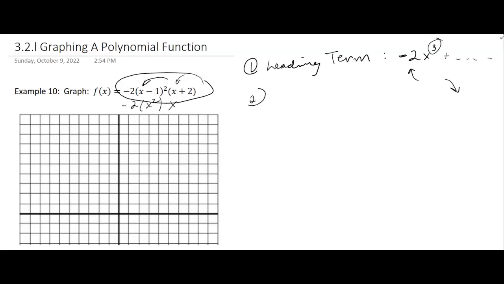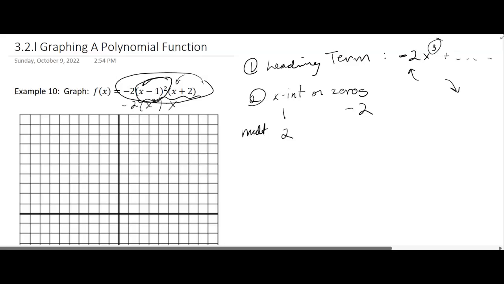Next, we want to know about the x-intercepts. The great thing about the form that they gave us is we know the x-intercepts, because it's any place that that factor is going to equal 0. So we have intercepts, or you could call them zeros. I've been calling them zeros a lot. We have one at 1, and we have one at -2. Now what's the multiplicity? The multiplicity of 1 comes from right here. That's got an exponent of 2, so the multiplicity is 2. And then from here, the multiplicity is 1.